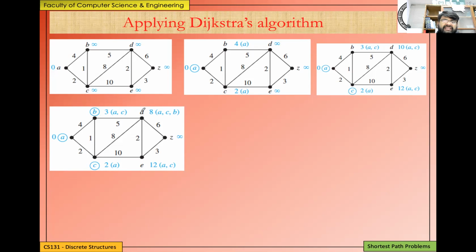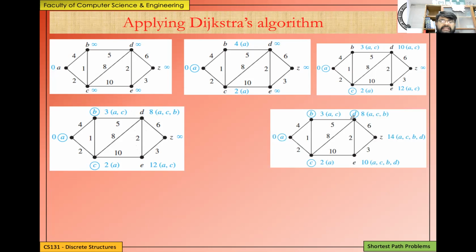So B to D is a possible chance. So 3 plus 5 is 8. And hence 8 is less than 10. So we'll update this one, right? But you'll notice that everything else is kind of the same. So now A, C, and B have been used. Let's reach the next smallest label, and that is D now, right?